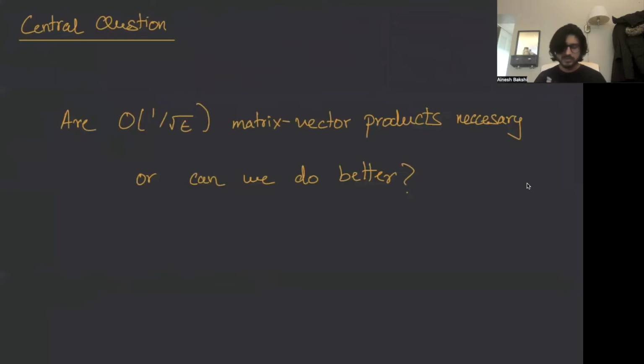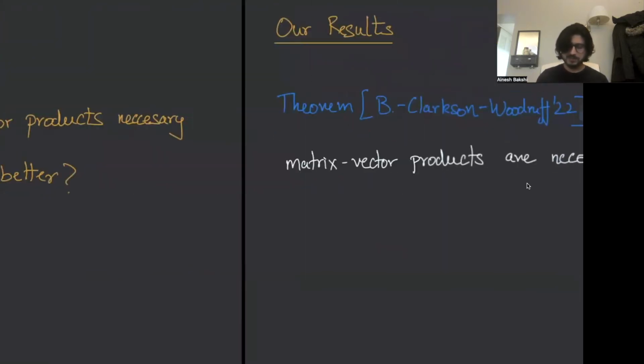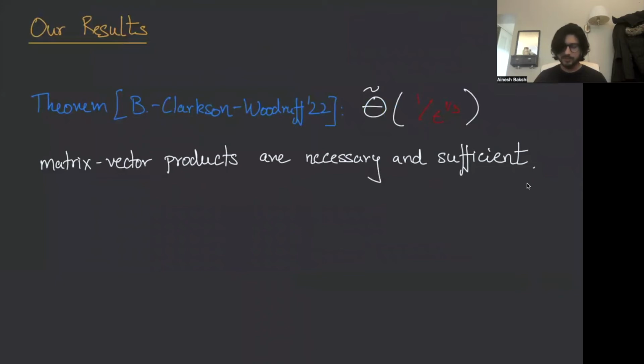Okay, and the central question that motivated our research is whether 1 over square root epsilon matrix vector products are necessary, or can we do better? As spoiled by the title of the talk, our main result is that you can indeed do better. And Theta of 1 over epsilon to the 1/3 matrix vector products are necessary and sufficient in the case where k equals 1, and the norm that we're considering is the Frobenius norm.